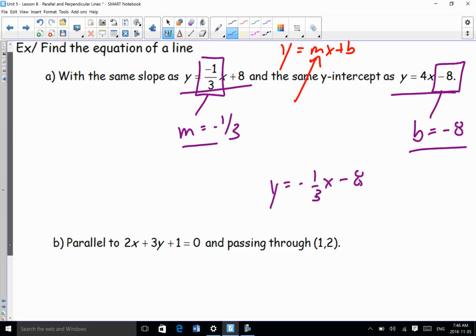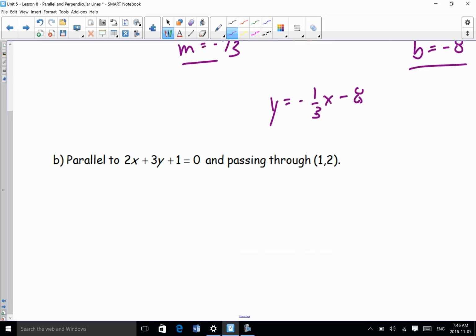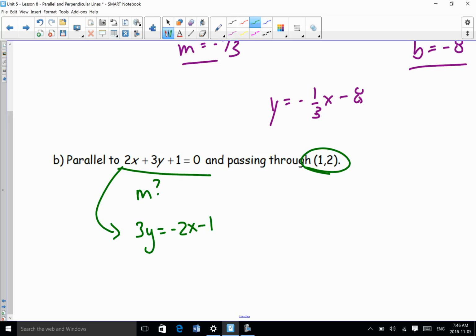Okay, let's go to the second one. I want to find the equation of a line that's parallel to this and goes through this point. Well, if it's parallel, it has to have the same slope. So we have to figure out what our slope is. The form that I'm given is not a great one, so let's fix that. Let's take this and rearrange it. Bring the 2 to that side, bring the 1 to that side. Divide it all by 3. So I got negative 2/3 x minus 1/3.